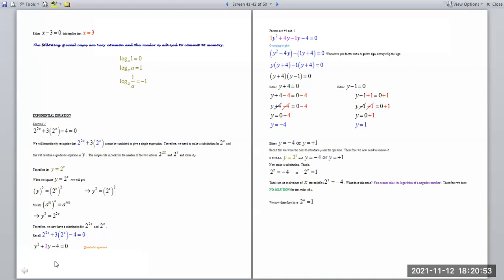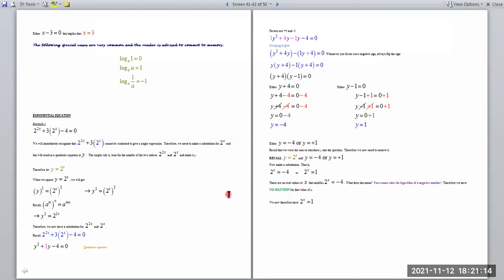Hey guys, where is it going? Sir, can you explain why is 2x only y and not y squared?